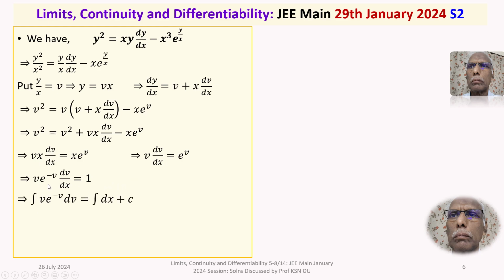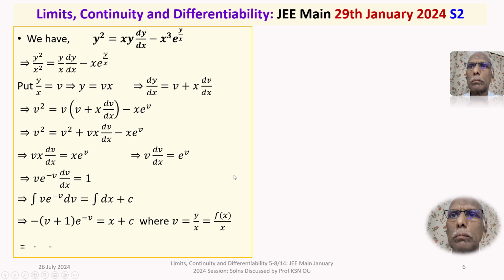Integral of v e to the power of minus v dv is equal to integral of dx plus c, where c is the constant of integration. It is well known the integral of v e to the power of minus v dv is minus v plus 1 into e to the power of minus v. It is a well known formula. Integral of dx is x plus c, where what is v? V is y by x. What is y? Y is f of x by x.